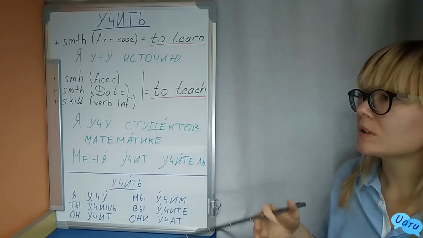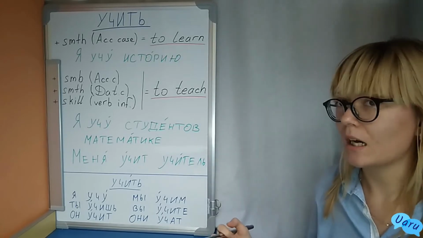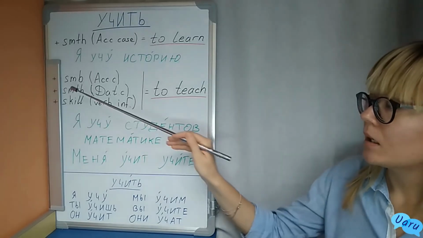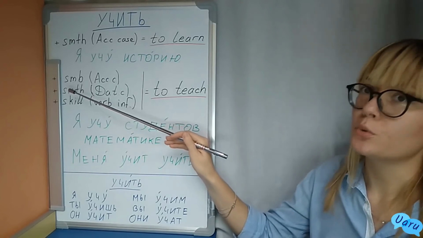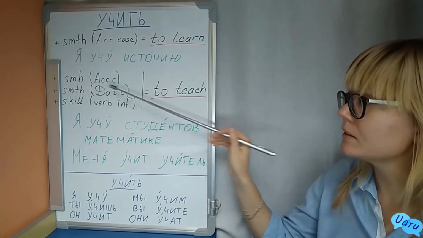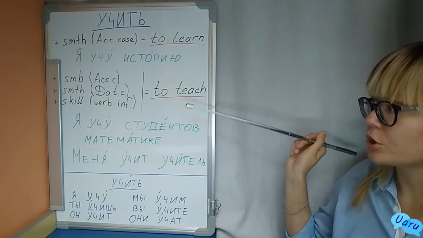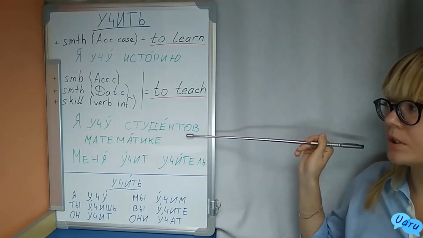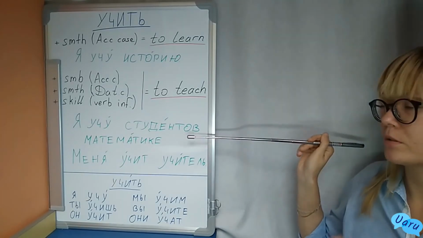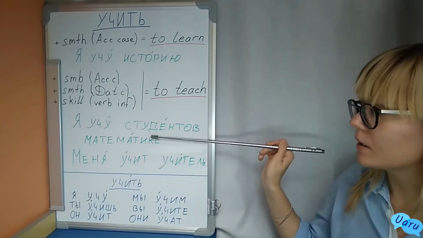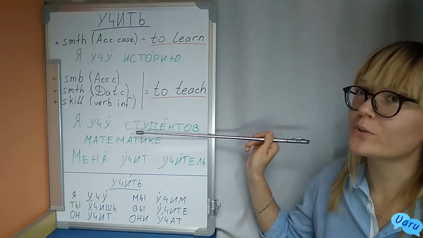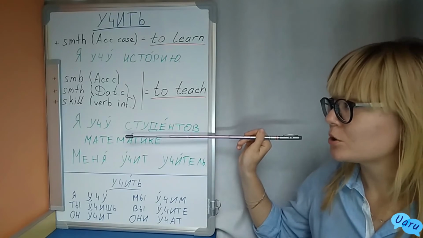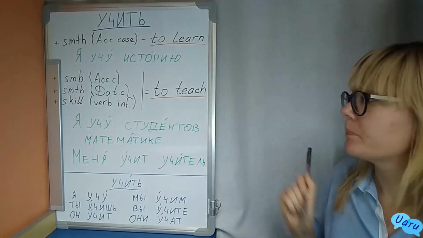But if you want to say that you're teaching somebody, you will also use the verb учить, put somebody, the student, in accusative case, and we will translate it like to teach. For example, я учу студентов. I'm teaching students. I'm a teacher. Студентов, we see that it is also accusative case, but it is masculine, animate, so it looks like genitive.